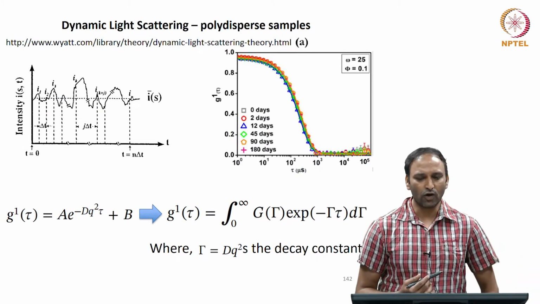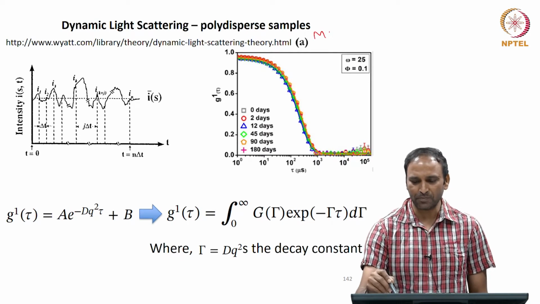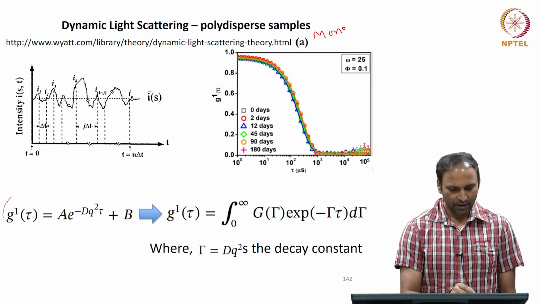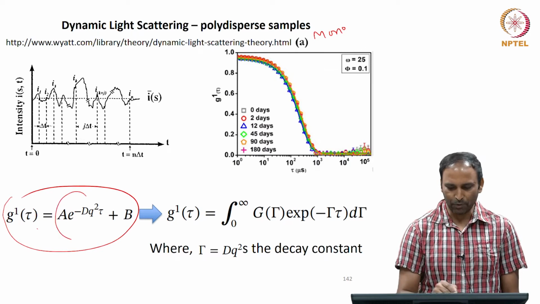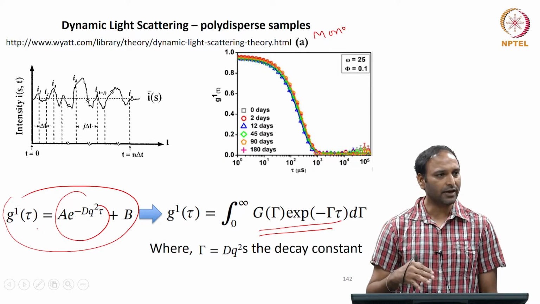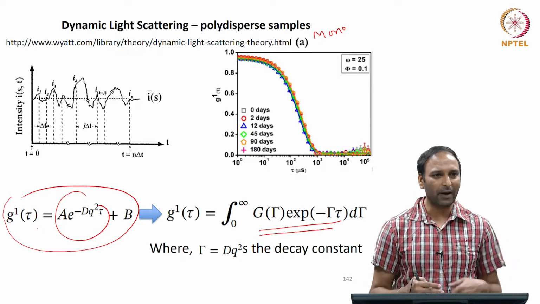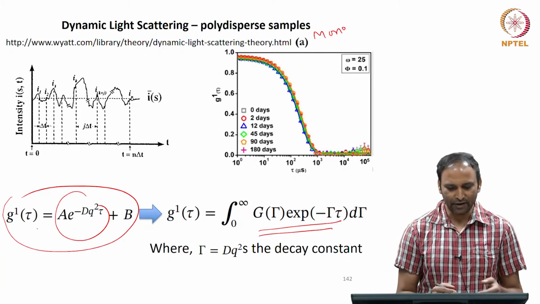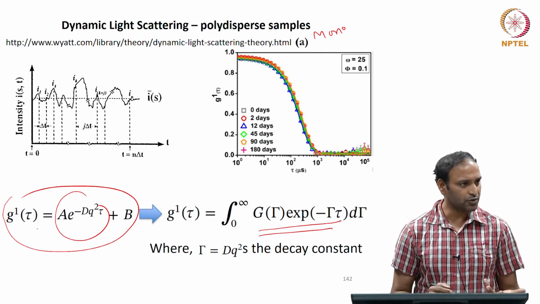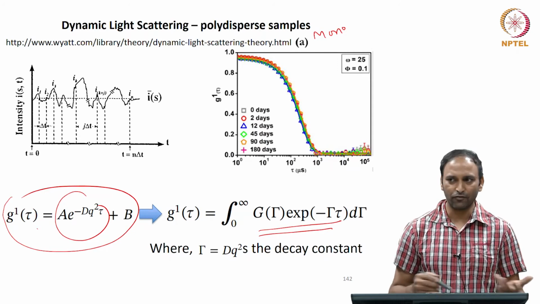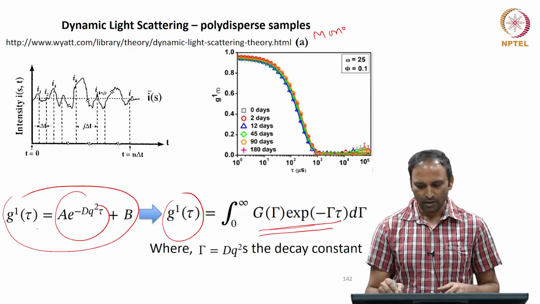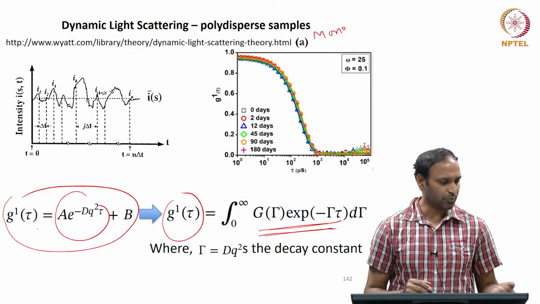But it is not necessary that you will always have monodispersed particles. If you do not have monodispersed particles, instead of expressing g1 of tau as a single exponent, you express it as a sum of exponents. If you have bidispersed particles, it will be a sum of 2 exponential functions. If you have tridispersed, I could use 3 exponential functions. Therefore, in general, if you have a size distribution, I can express g1 of tau as a summation of many exponential functions.